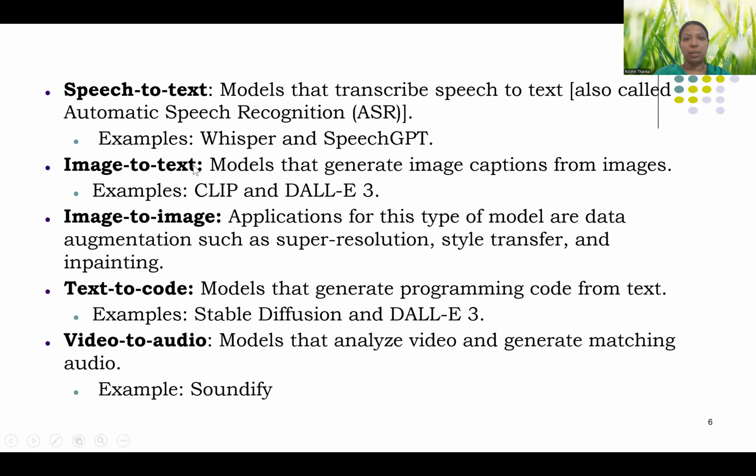Then image to text. So we may be giving an input image and then from the image we can ask some questions. The model could generate an image, and then from the image it could generate the text as well for that image. And then image to image, so here we can do some transformation with our model, like changing the resolution, changing the style, painting and all those things.